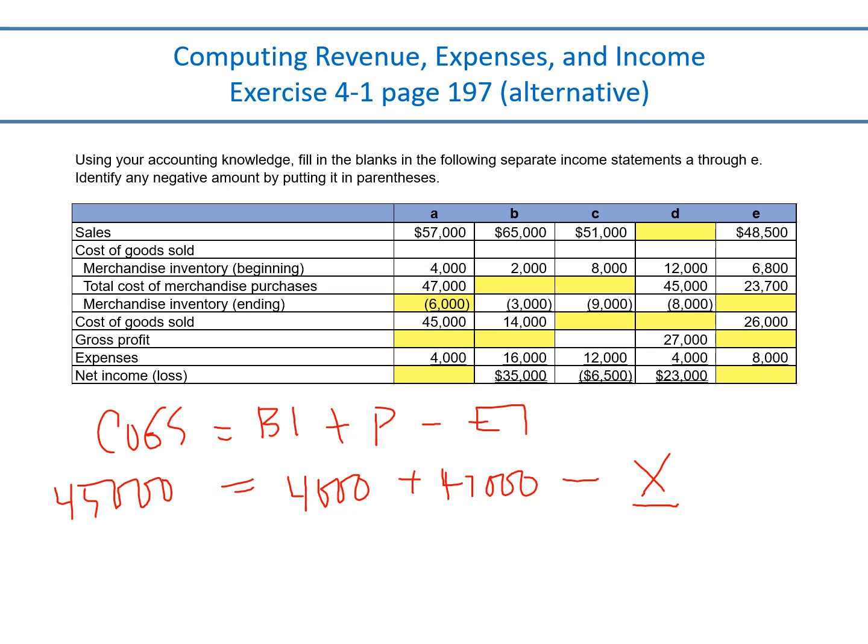$57,000 of sales less cost of goods sold of 45 is gross profit of 12. Less 4 is net income of 8.